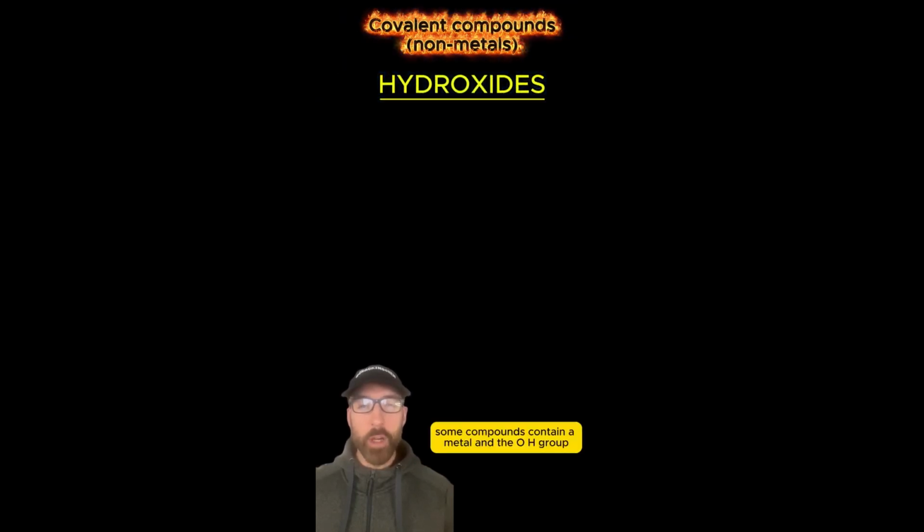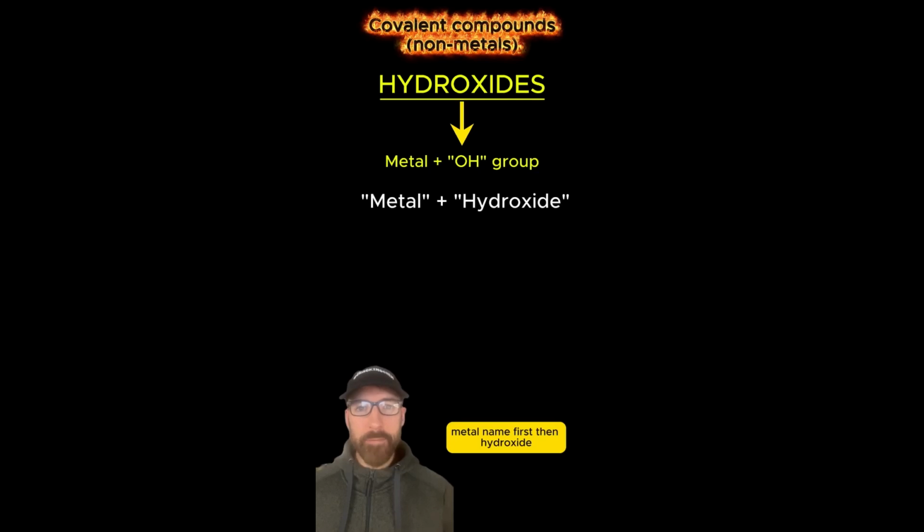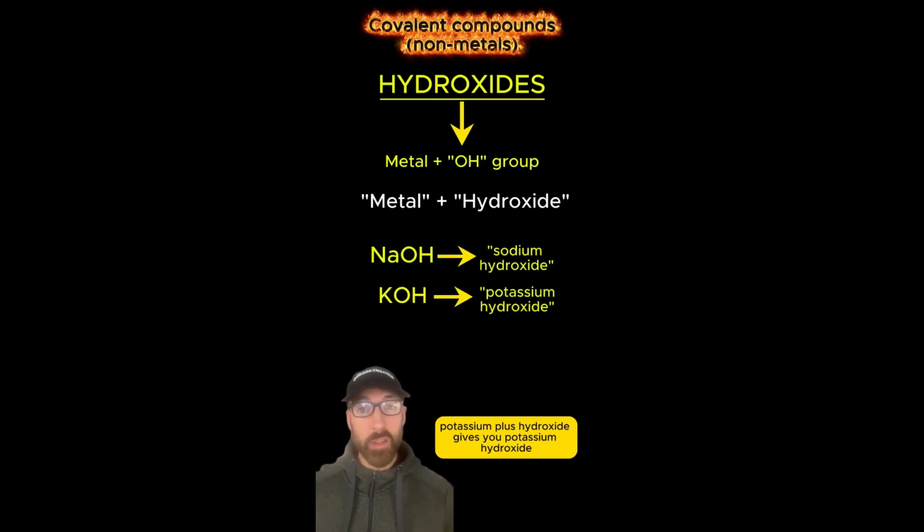Hydroxides. Some compounds contain a metal and the OH group. These are called hydroxides. The naming rule is simple. Metal name first, then hydroxide. For example, sodium plus hydroxide gives you sodium hydroxide. Potassium plus hydroxide gives you potassium hydroxide.